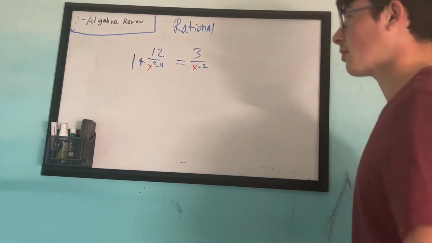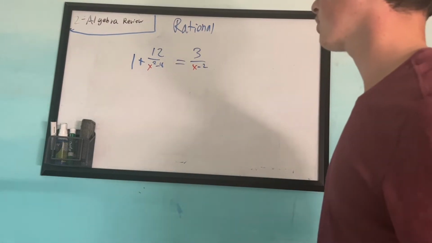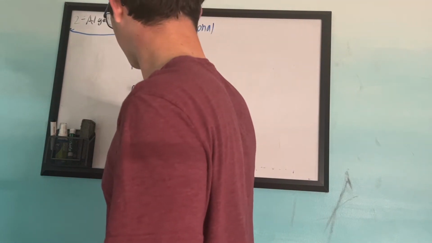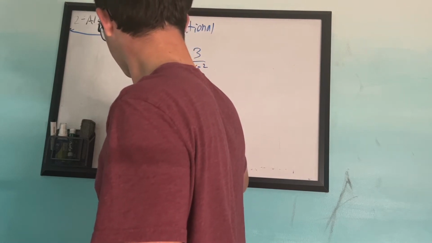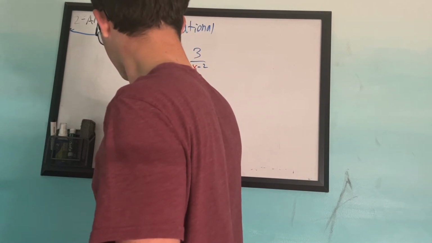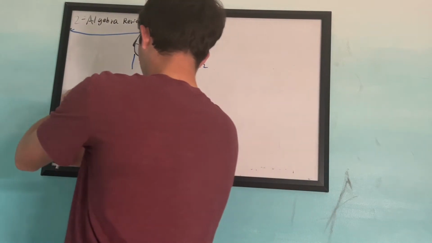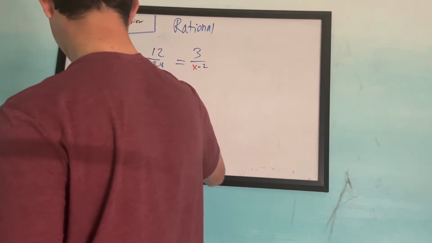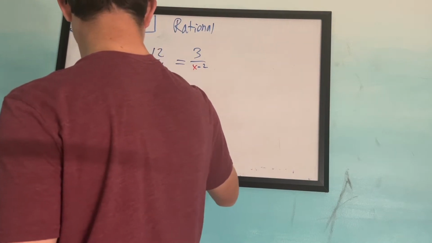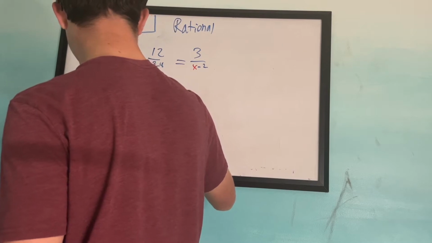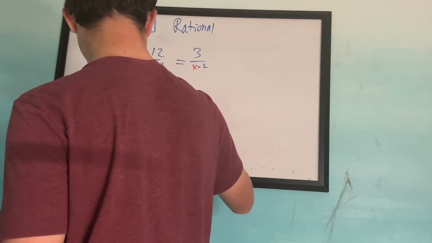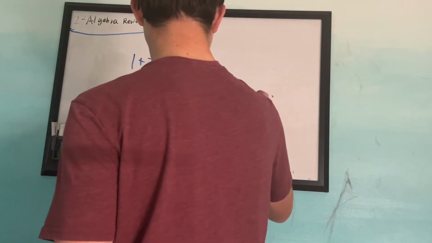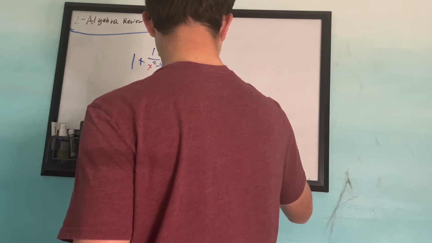And so, before we do anything with the equation, what we're going to want to do is factor the denominators. And that leads us to the difference of squares, where the squares are x squared and 2 squared. And if we remember the difference of squares, it's x plus 2, x minus 2, equals 3 over x minus 2.